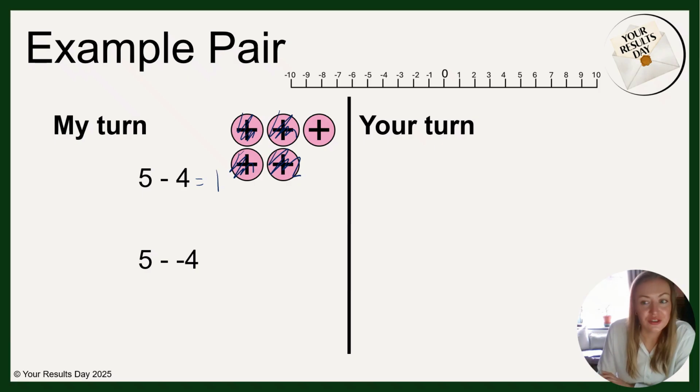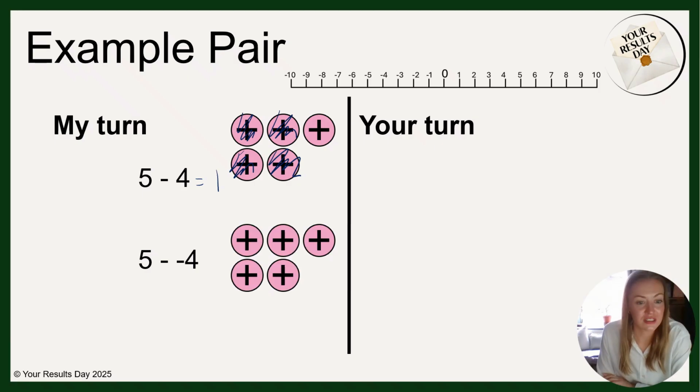However, when you have got 5 positives and you want to take away 4 negatives, that's quite difficult to do when we haven't got any negatives to take away. I've got no negative counters that I can cross out. So we need to do something that introduces those negative counters. And to do that, we just add in 0 pairs.